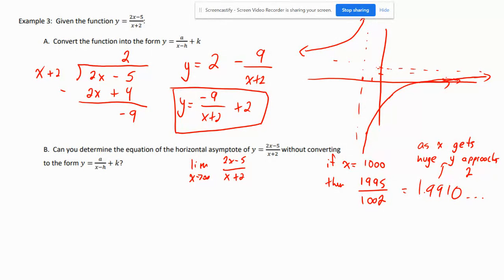Now, a way we can look at that is by looking at this equation over here. Since I have a 2x minus 5 in the numerator and x plus 2 in the denominator, I'm just going to look at the coefficients of my x terms. 2 over 1 is 2. Okay, that means y equals 2 is the horizontal asymptote.